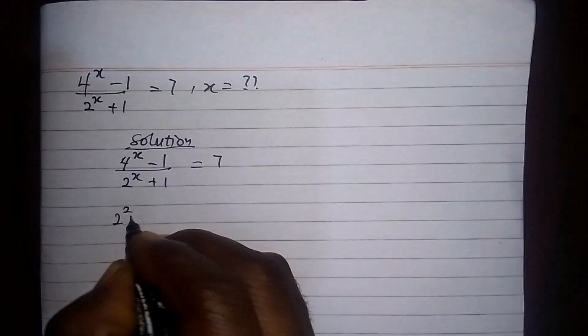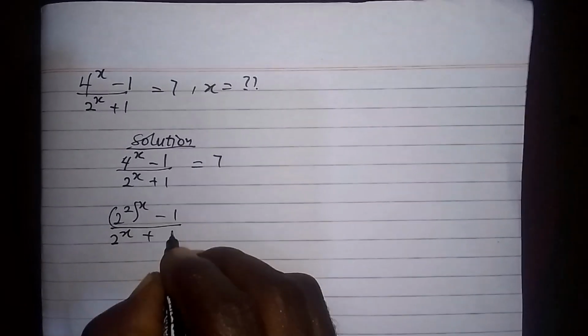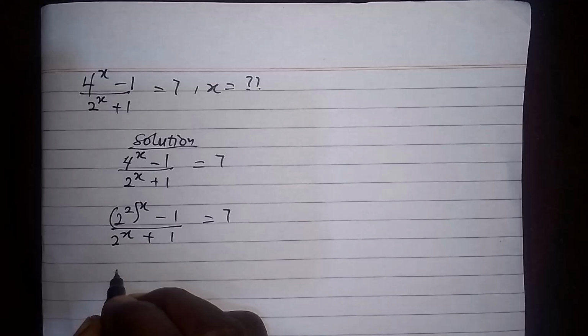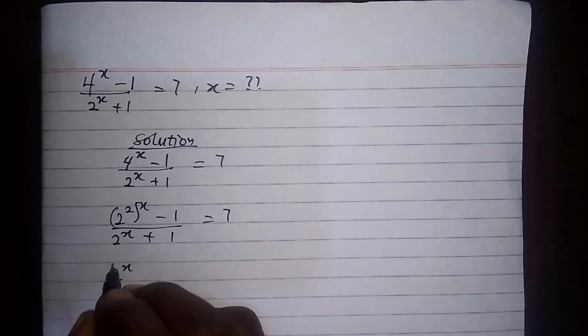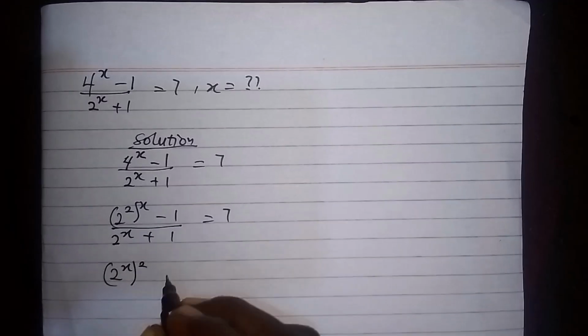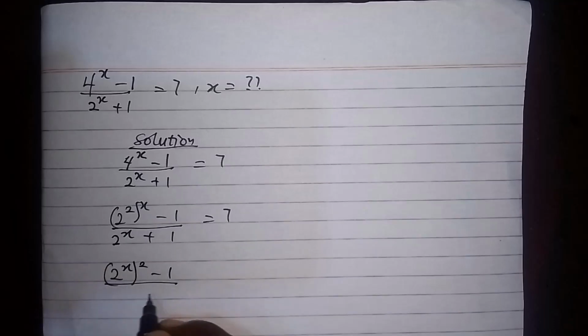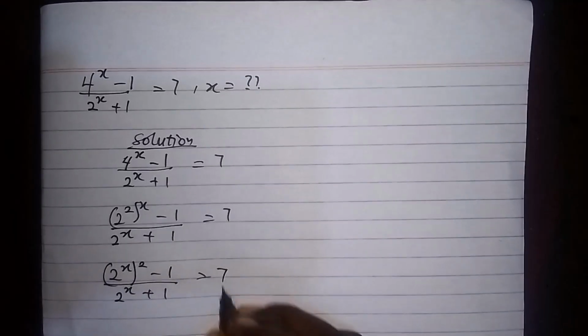4 can be expressed as an index number, which can be written as 2 to the power 2, then all to the power x minus 1 over 2 to the power x plus 1 equals 7. From this, we can write this as 2 to the power x all to the power 2 minus 1 all over 2 to the power x plus 1 equals 7.